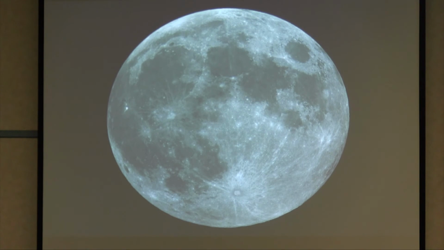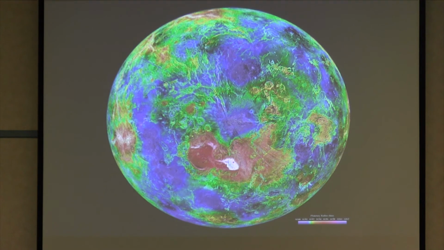Elsewhere in the solar system, we have mountains. This is one of those really gaudy images of Venus that you will find in some textbooks.